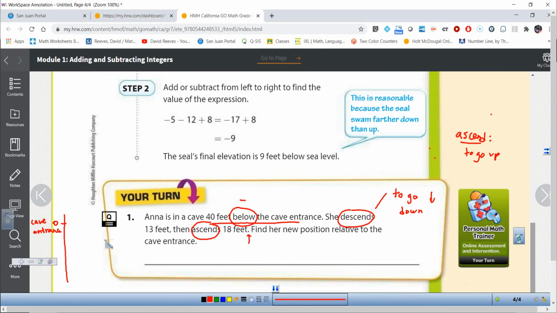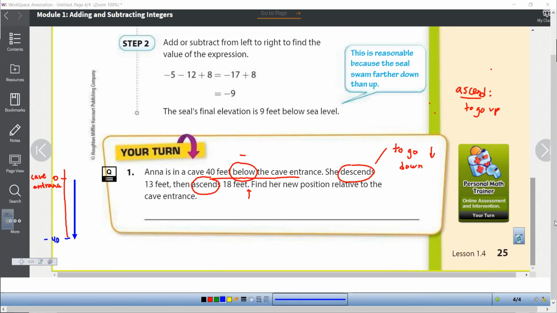And then what is she doing? She is 40 feet below. So she is down 40. Okay? So she's down 40. So that's a negative 40 because she's down. All right. Then she descends 13 more. All right. So then she goes down 13 more.